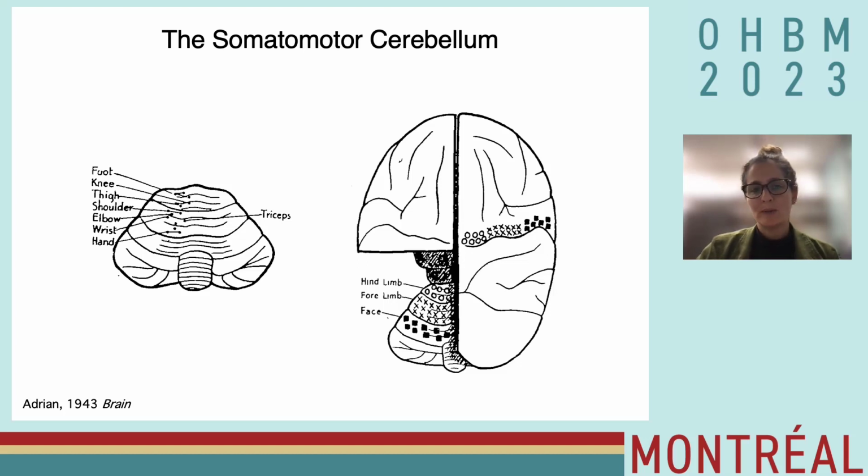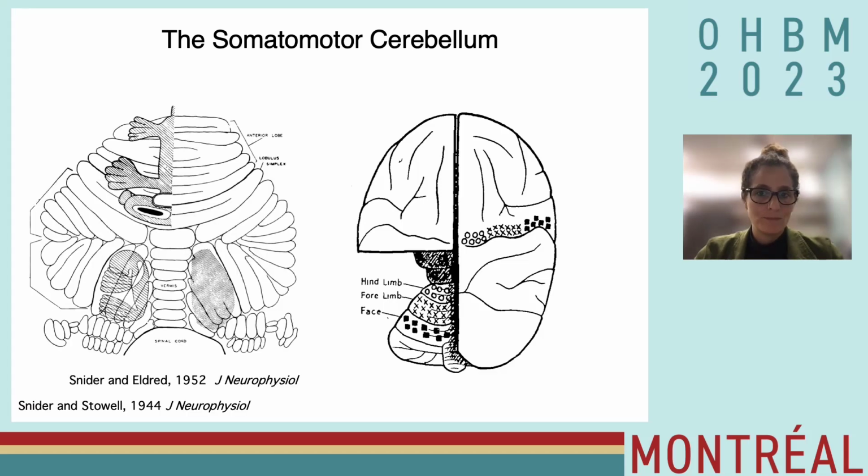So, what do we know about the somatomotor cerebellum? 80 years ago, with electrophysiological recordings, Adrian discovered that body parts are topographically organized in the anterior lobe in an inverted fashion. A year after, Snyder and Stoll confirmed the anterior lobe somatomotor topography and discovered a second body map in the posterior lobe that was upright rather than inverted. The anatomical basis of the two separate somatomotor maps was revealed half a century later, and the two maps were repeatedly observed in humans using non-invasive neuroimaging techniques.